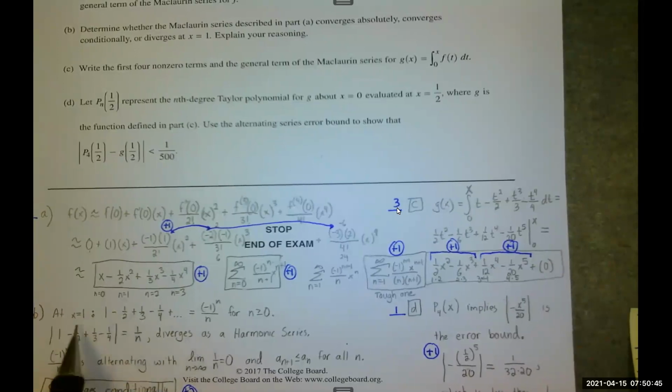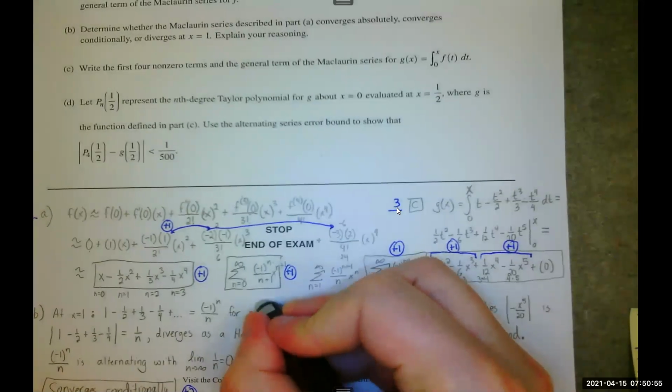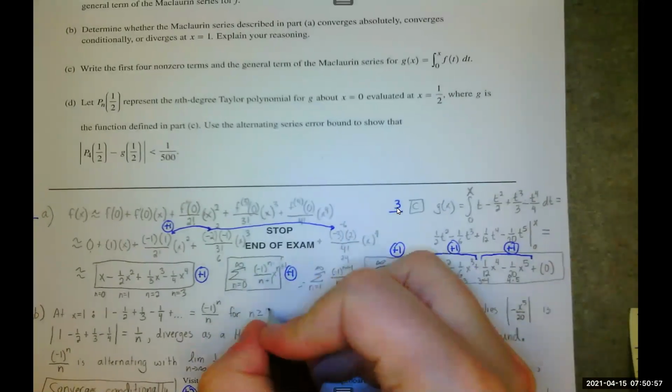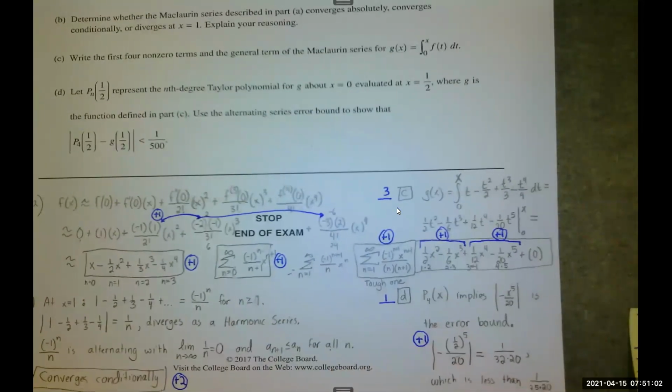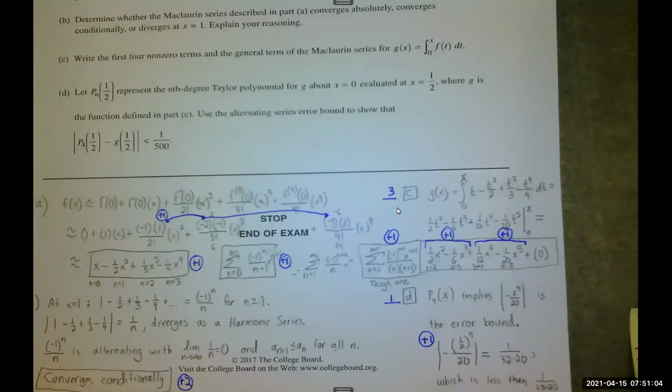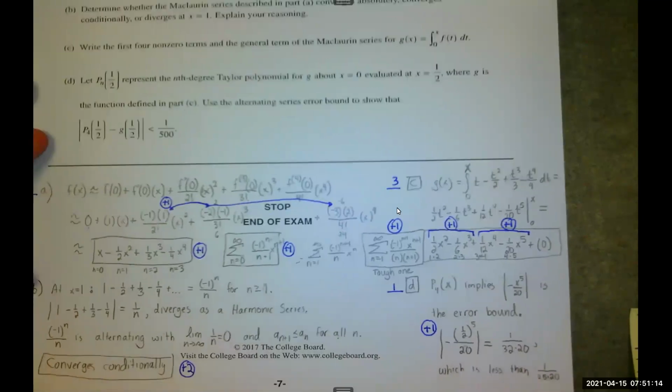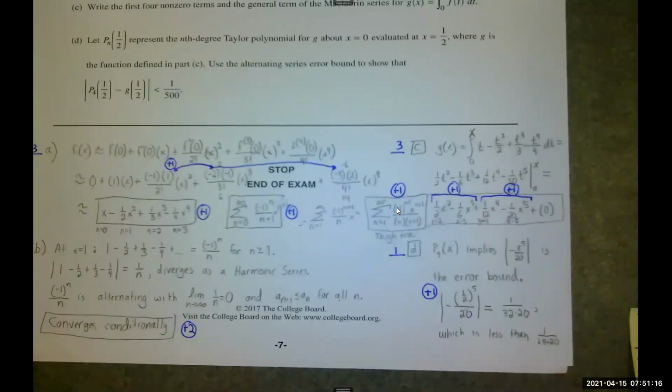Okay, when x is 1, the series simplifies into this, which is -1 to the n divided by n for n greater than or equal to 1. If you take the absolute value of those terms, they're all positive. You have the harmonic series, and according to the harmonic series test, the series diverges. So we consider next the alternating series. How do I know it's alternating? Because the signs go from positive to negative to positive to negative.